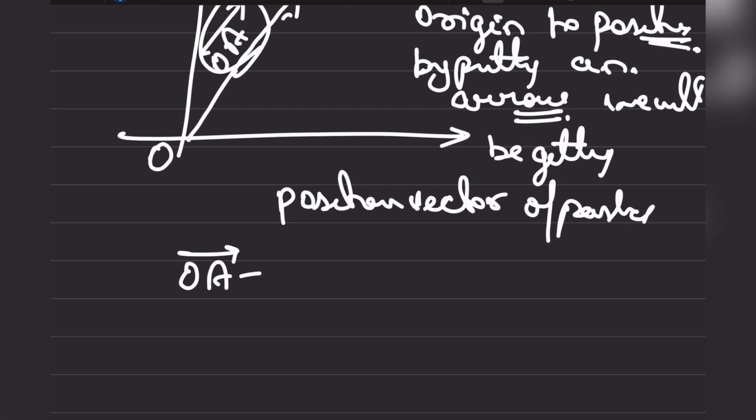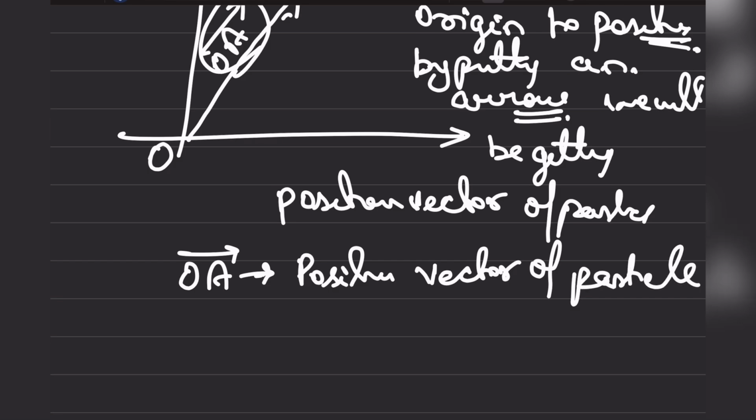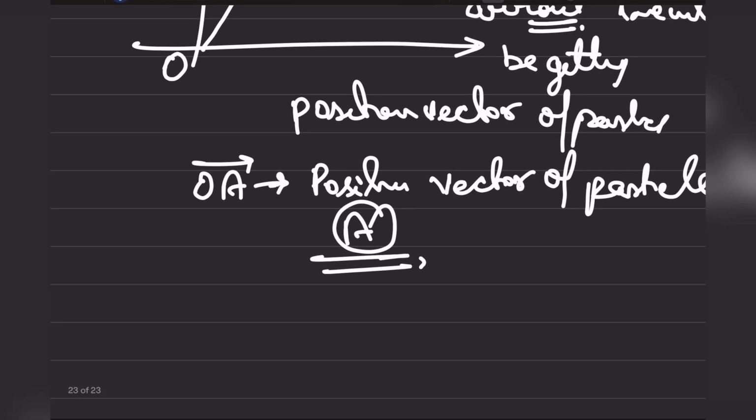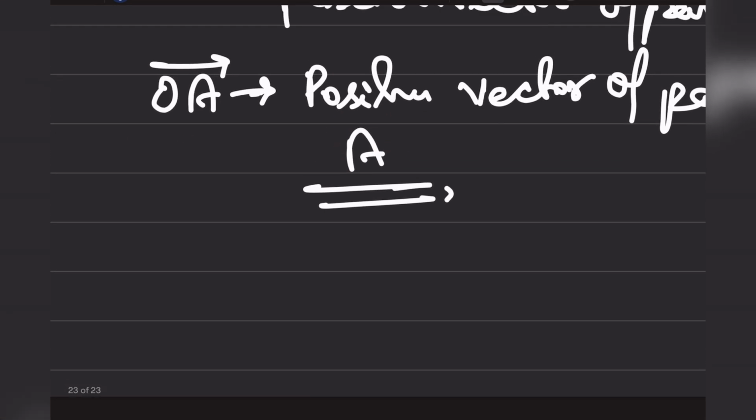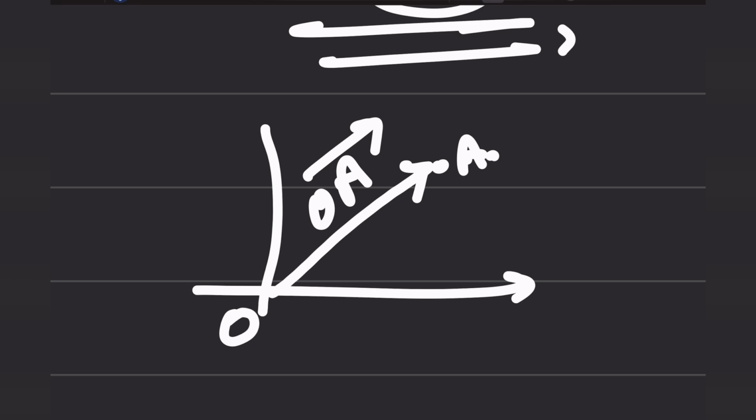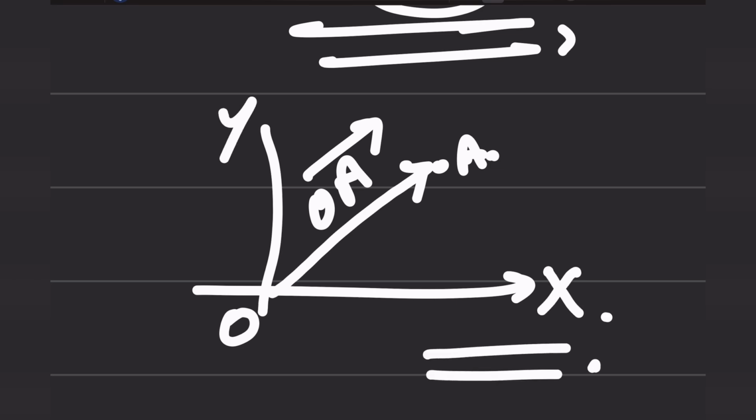So what is OA? OA is the position vector of particle A. If at any time the position vector is asked, we will firstly find the origin and the place where the particle is present. We will simply draw one vector from O to A, and that will be the position vector of the particle. OA is the position vector of the particle. This is how the position vector is defined for a particular particle.